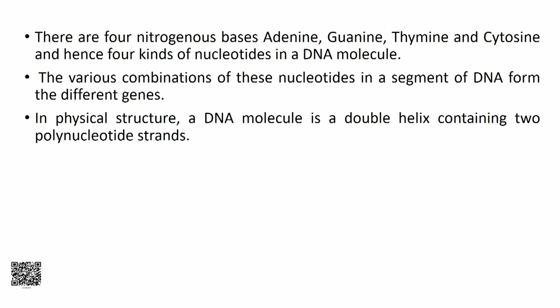So, there are 4 nitrogenous bases: adenine, guanine, thymine and cytosine, and hence we can say there are 4 kinds of nucleotides in a DNA molecule, and various combinations of these nucleotides in a segment of DNA form the different genes. In physical structure, a DNA molecule is a double helix containing 2 polynucleotide strands.